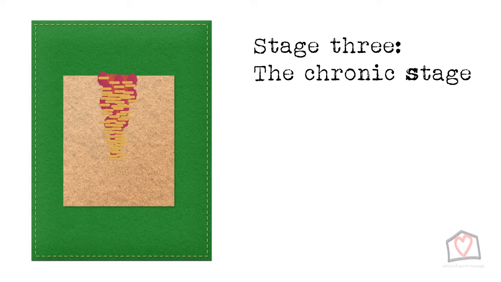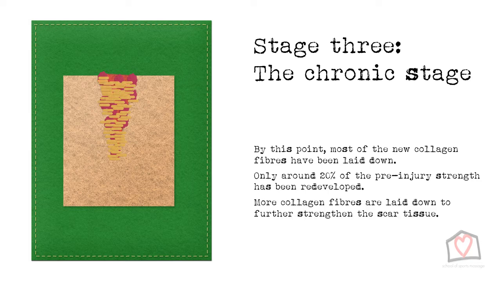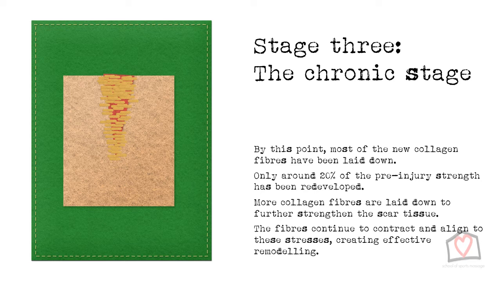The last stage of repair is the chronic stage. By this point, most of the new collagen fibres have been laid down, although only about 20% of the pre-injury strength has been redeveloped. During this stage, further collagen fibres are laid down to further strengthen the scar tissue. As tensile stresses are further applied, the fibres continue to contract and align to these stresses, creating effective remodelling. As stress increases, the body will continue to strengthen in order to meet these stresses, allowing normal function to return.